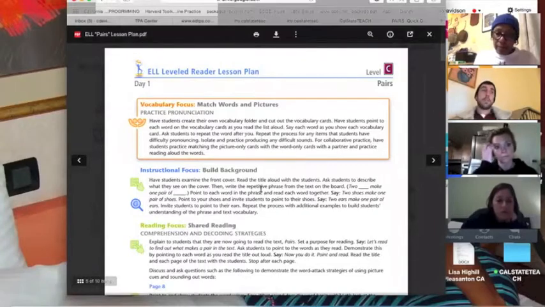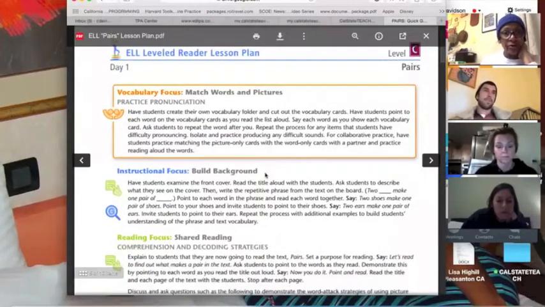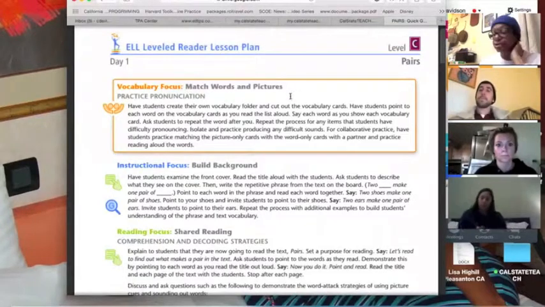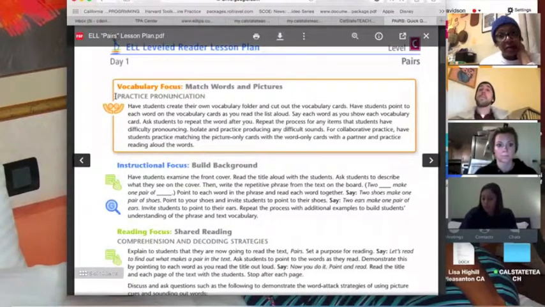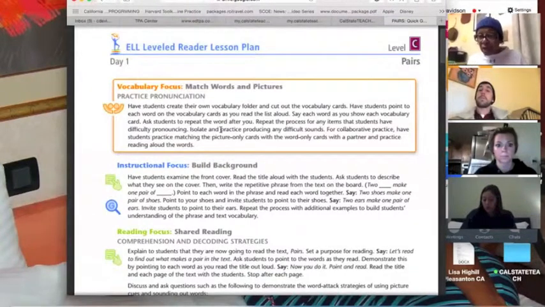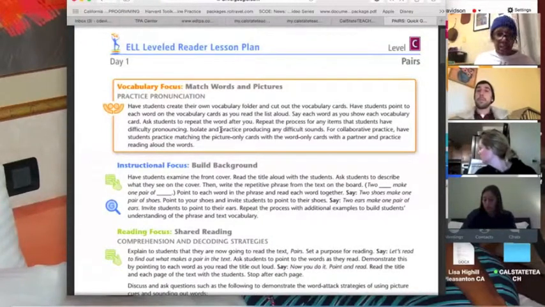Now, what I want you to notice is that it tells you what the focus is. The kids are going to match words to pictures. And why are they doing this? Because they're going to practice pronunciation. You already know what their language function is going to be. They're going to practice saying the words so that they say these words correctly.